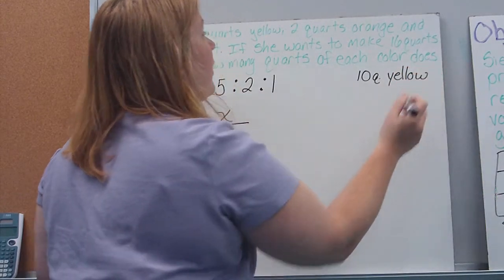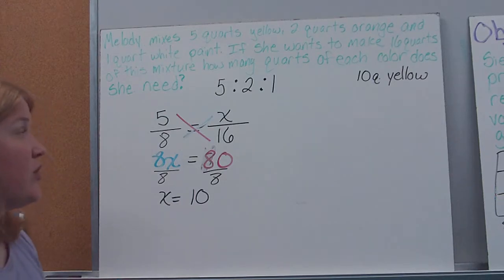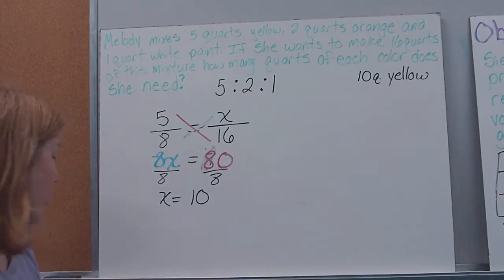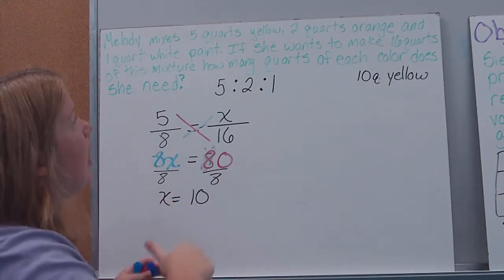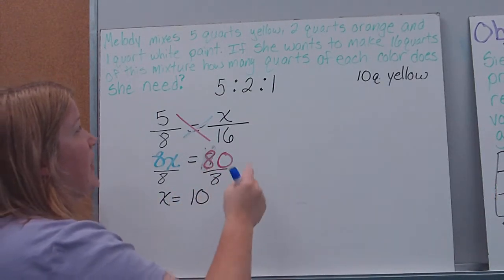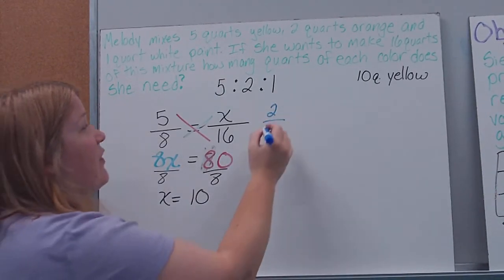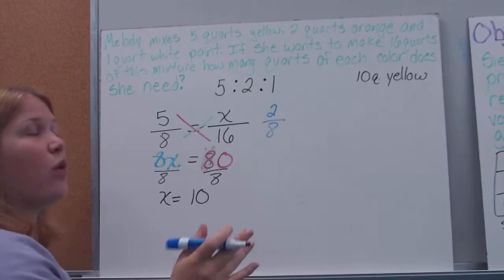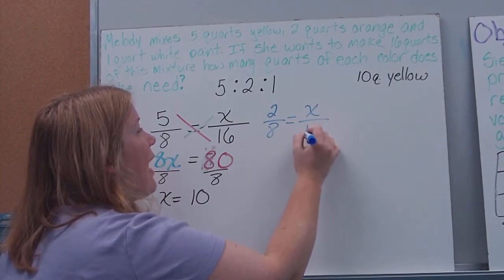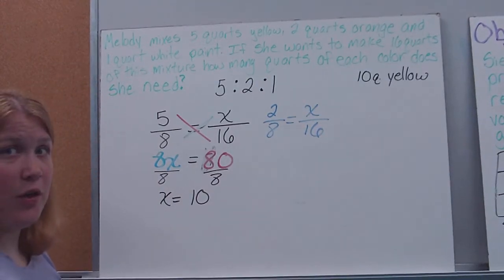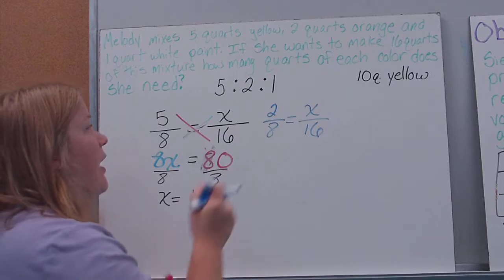Am I done? No, because I want to know how many quarts of each color I need. So that was one step. I figured out how much yellow I need. So the next one I'm going to do is figure out how much orange I need, because that was the next one that I needed. So it tells me 2 quarts out of every 8, altogether there's 8 quarts, 2 of them are orange. So how many would that be if I have 16 quarts? We'll use our cross multiplication to figure it out.